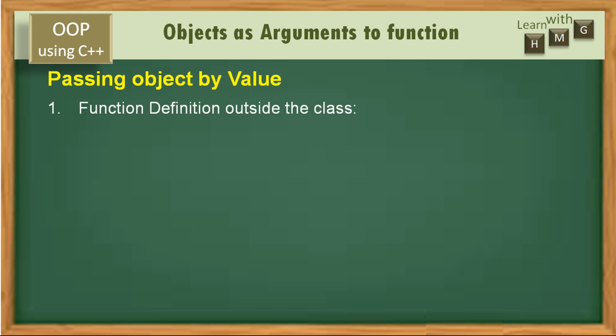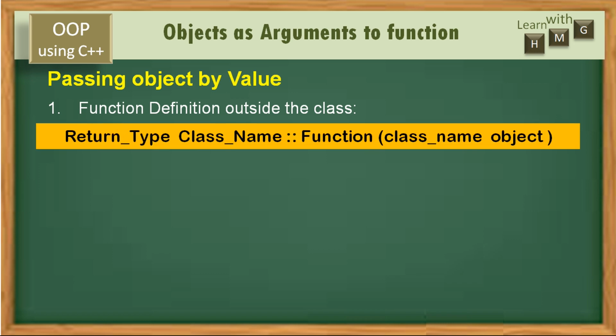So how to write the function definition outside the class to pass object by value. This is the complete detailed syntax. First of all, you have to write return type, then class name, scope resolution operator, the function name, and then within brackets your formal argument will be the object. The data type of object is class name, and that's why its declaration will be class name, space, object name. So in this way you can pass one or more than one objects to the function.